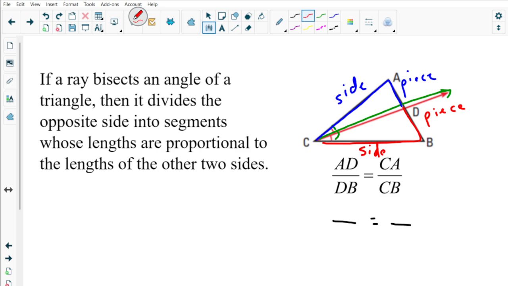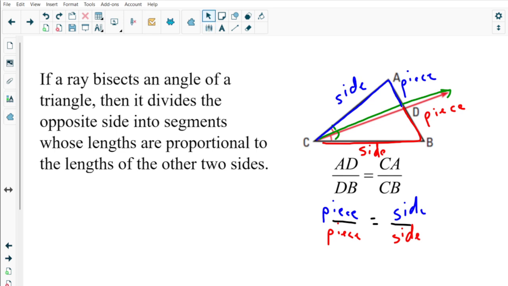That is our pieces. So A to D is the blue piece, and D to B is the red piece. And then on the other side, C to A and C to B, those are the sides. Equals side over side. So that's the way I'm going to phrase this one. Piece over piece equals side over side. And so that's our setups.